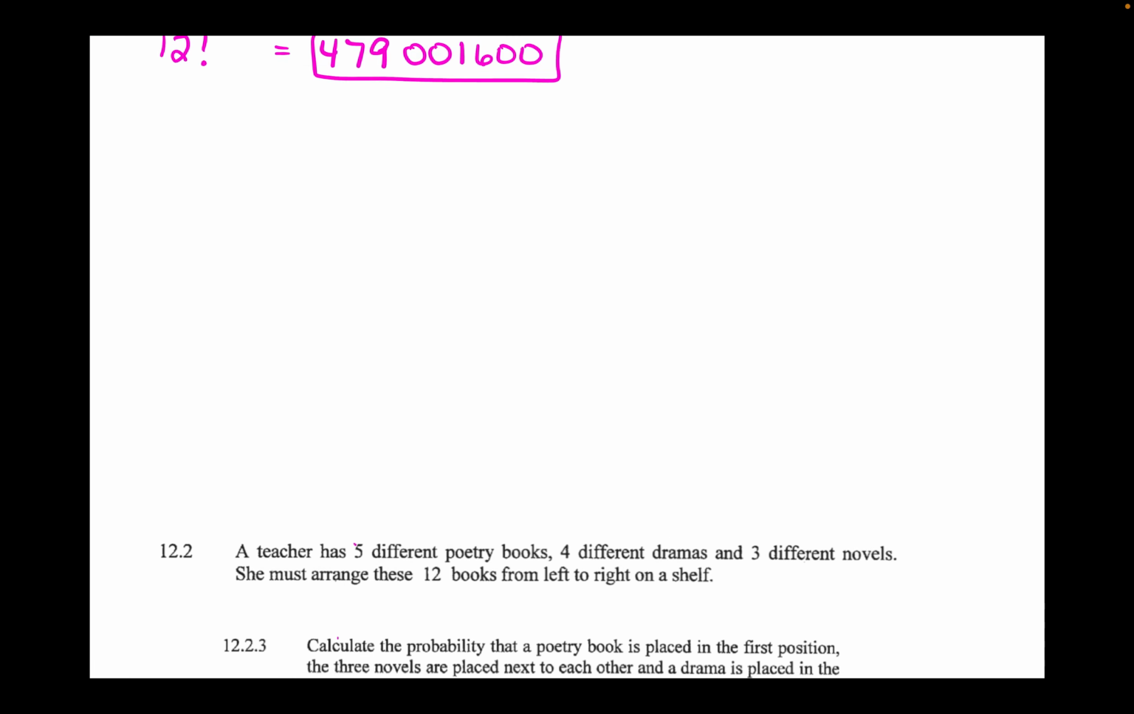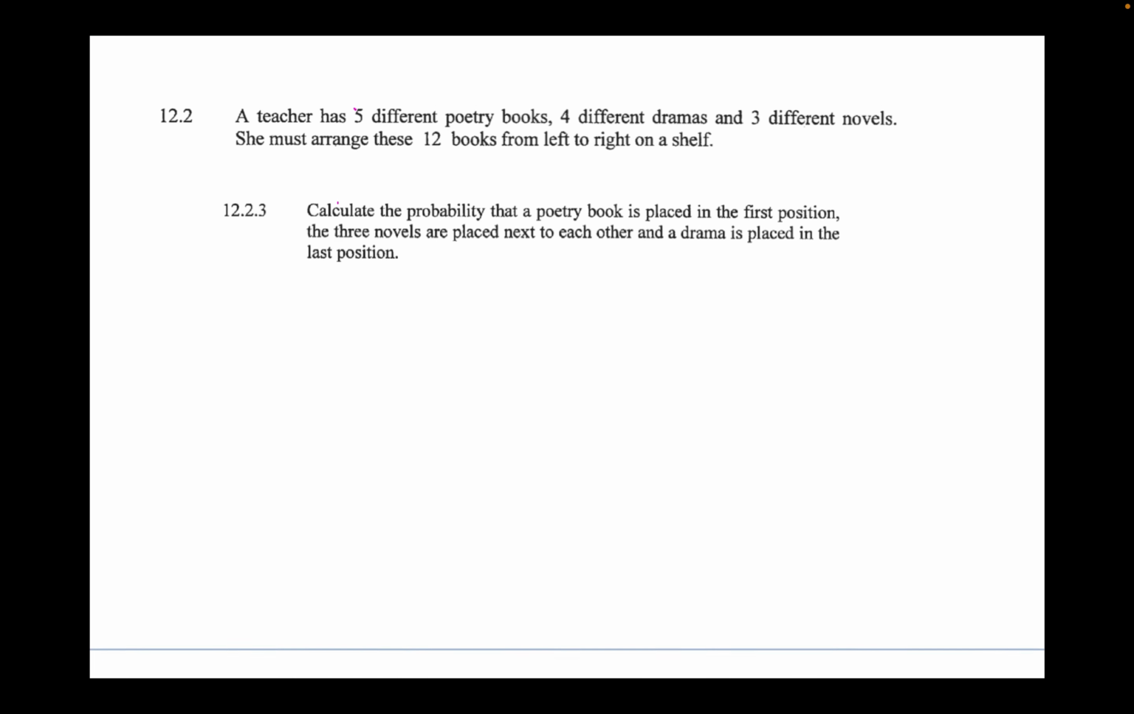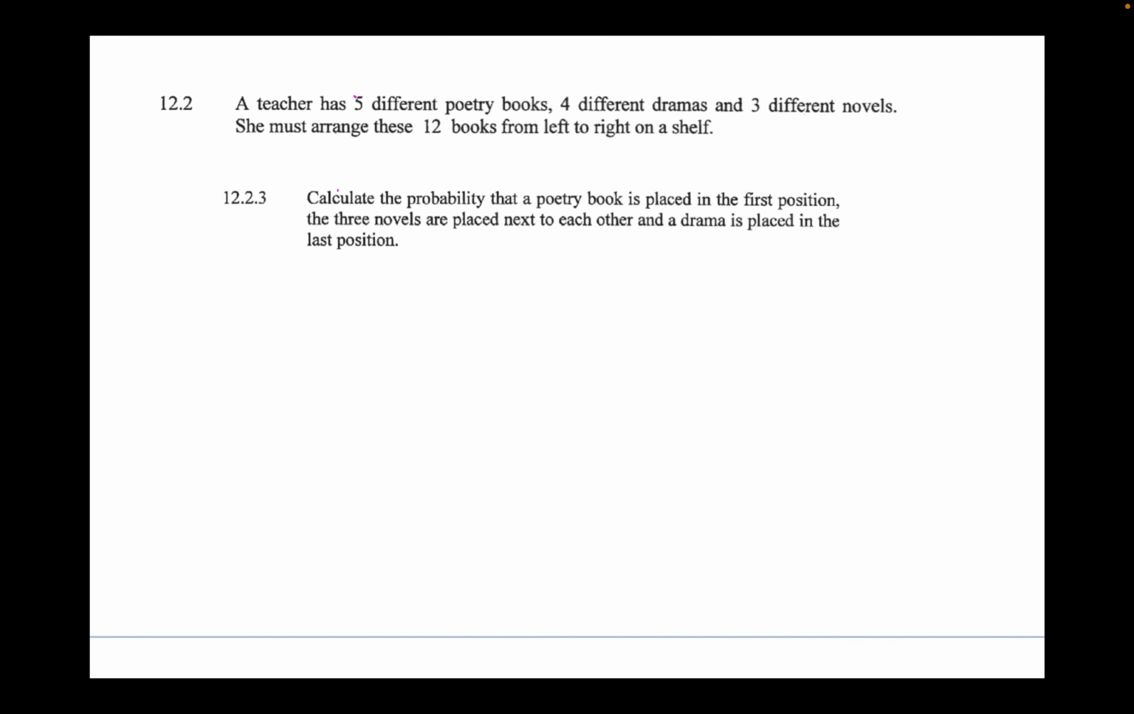Okay, this next problem is a little bit more complicated, but some of the same ideas. So we have 5 poetry books. We have 4 different drama books, and we have 3 different novels. Now, we're looking for the probability that a poetry book is placed in the first position, and the 3 novels are next to each other, and a drama is placed in the last position.